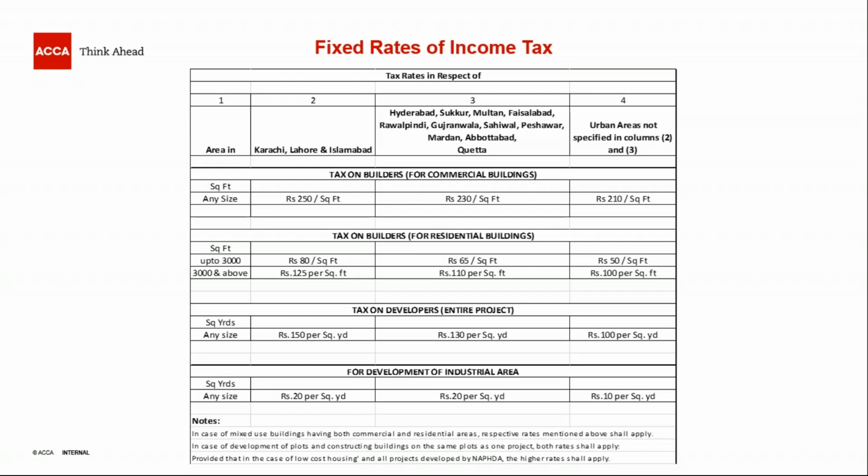And for any urban areas other than column 2 and 3, for residential building projects, it would be just 50 rupees per square foot up to 3,000 square feet, and 100 rupees per square foot above that limit.